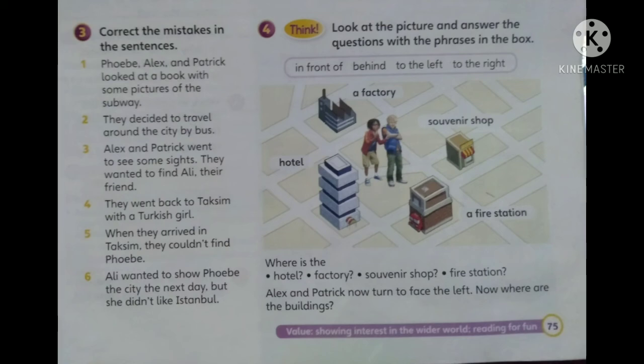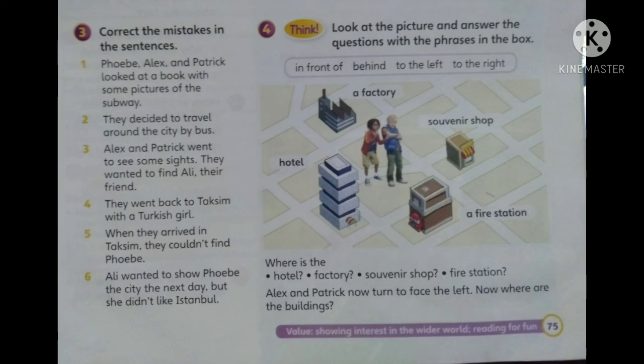Now part 4. Look at the picture and answer the question with the phrases in the box. Well, there is a map and you can see Alex and Patrick there in the middle of a hotel, a factory, souvenir shop, and a fire station. Now, you just need to answer where is the hotel, where is the factory, where is the souvenir shop, and where is the fire station. Alex and Patrick now turn to face to the left. Now where are the buildings?